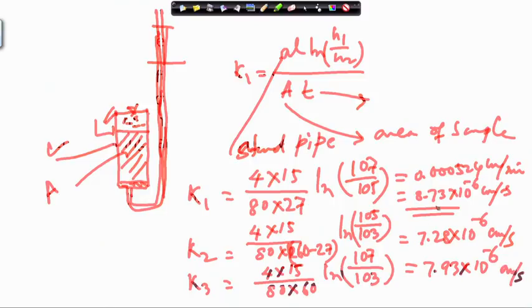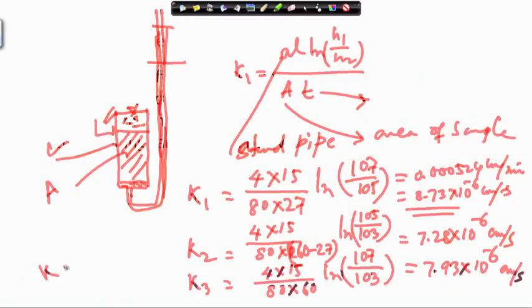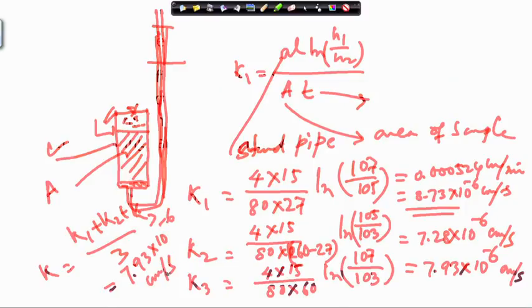Whatever range of values I have got, 8.7, 7.2 and 7.9, permeability generally changes by 10 times or 100 times. Because of that, this variation is reasonably within the range, and we have got 3 values, but I can finally recommend the average of these. K will be equal to K1 plus K2 plus K3 divided by 3. If I put that, that gives 7.93 into 10 to the power minus 6 centimeter per second. So, this is the one.